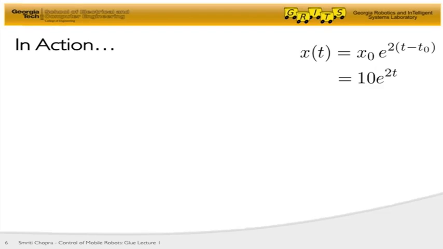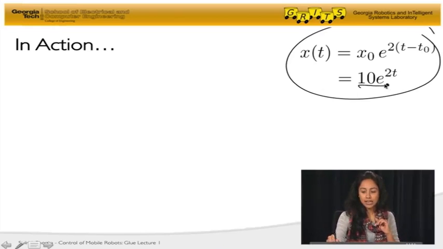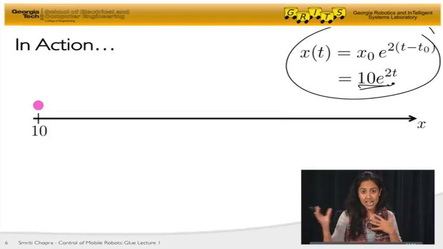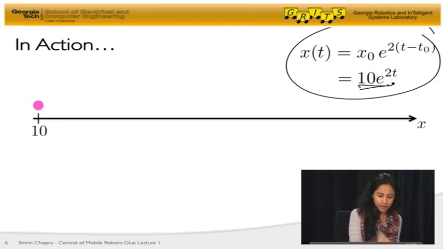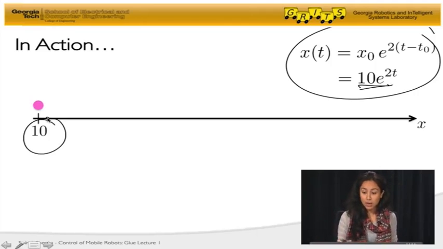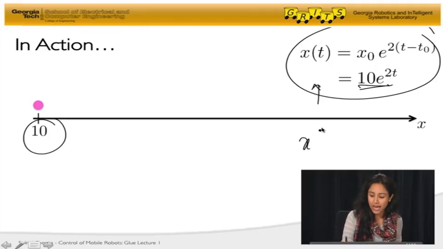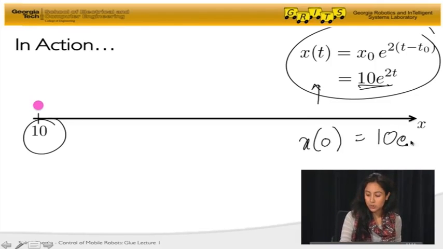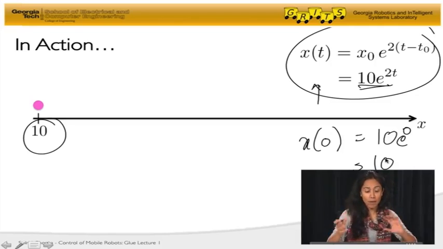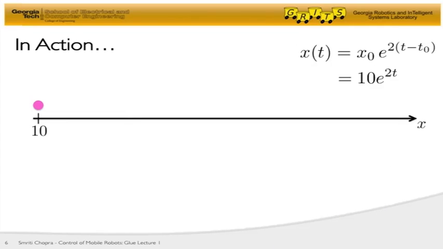But in action, what does it really mean? So I'm telling you that my position with respect to time changes like this, 10e to the power 2t. What it really means is, let's say that's me, or that's a ping pong ball, whatever. And now I draw this line, which is the x-axis. And I start at 10, which is where I wake up. Because you see over here in this equation, if you put x at time 0, you'll get 10e to the power 0, which is 10. So at time 0, when I wake up, I'm at 10, right? And now the whole point is that, at time t equal to 0, like I said, we wake up. Now I say start, and then I start moving.